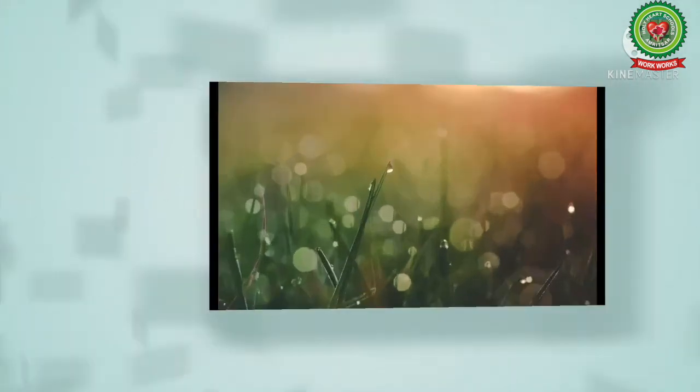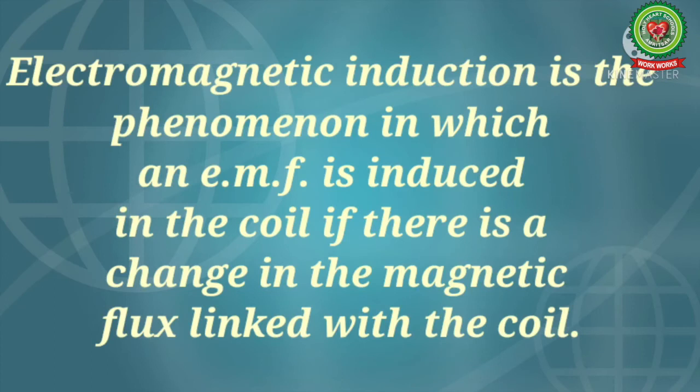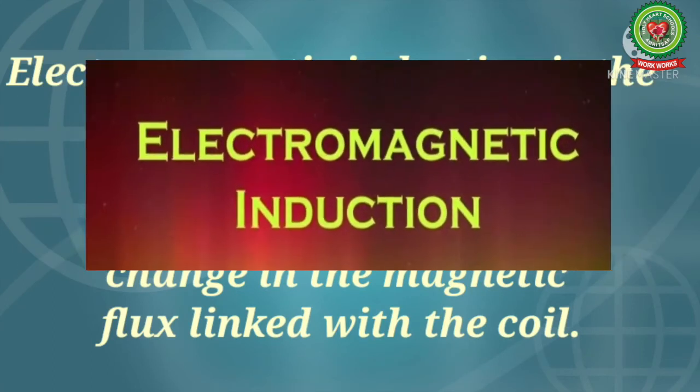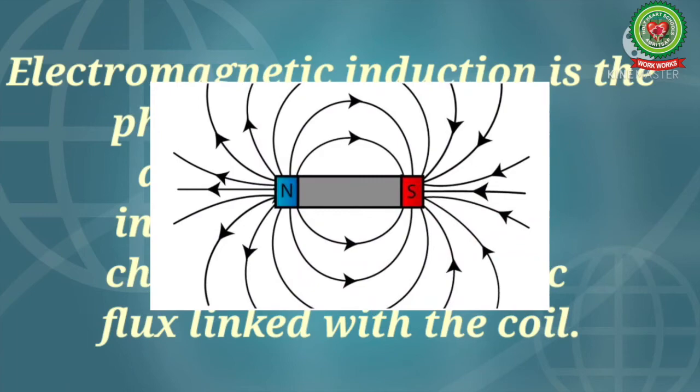So, he concluded that a current flows in the coil only when there is a relative motion between the coil and the magnet. And second, the direction of the current is reversed if the direction of the motion is reversed. So this gives us a new term, electromagnetic induction. Electromagnetic induction is the phenomenon in which an EMF is induced in the coil if there is a change in the magnetic flux linked with the coil. That is, there is a change in magnetic field lines.